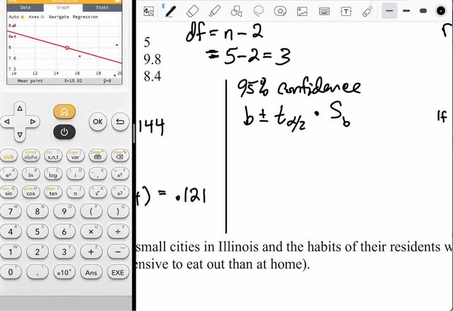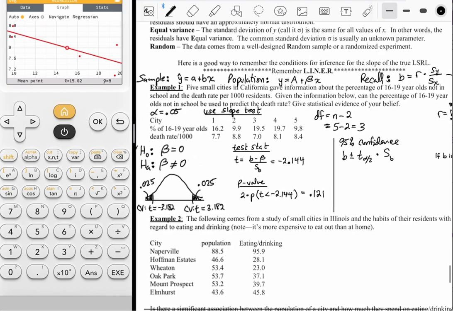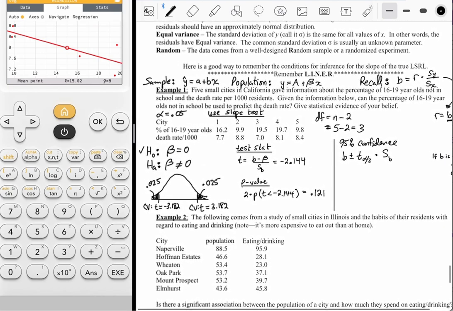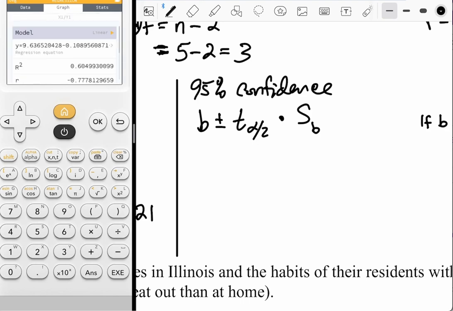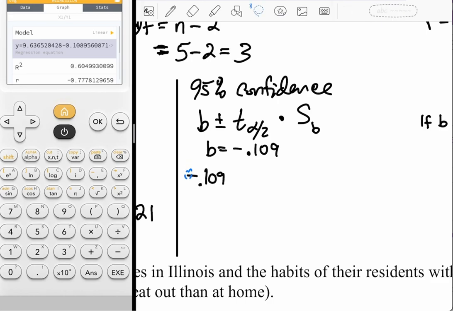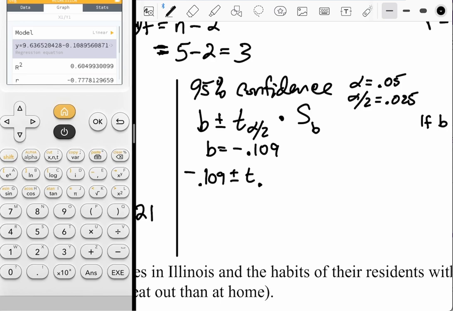So in this case, I'm looking at, I already lost it. Where's my, oh, I never actually wrote the b. That's why. So my b is approximately negative 0.109. So negative 0.109 plus or minus t of, well, alpha is 0.05. Alpha over 2 would be 0.025. So t of 0.025 times s sub b.